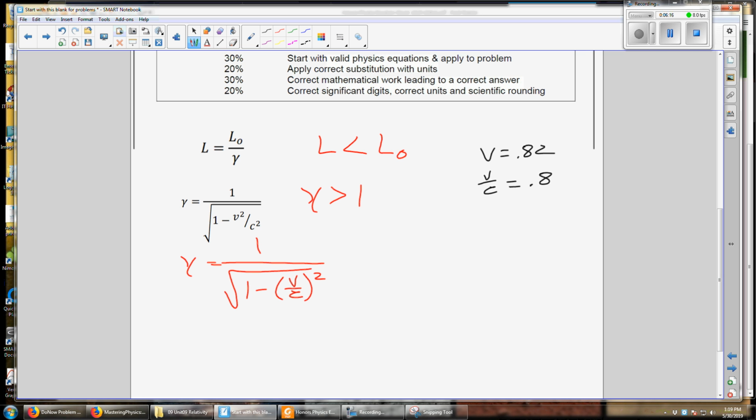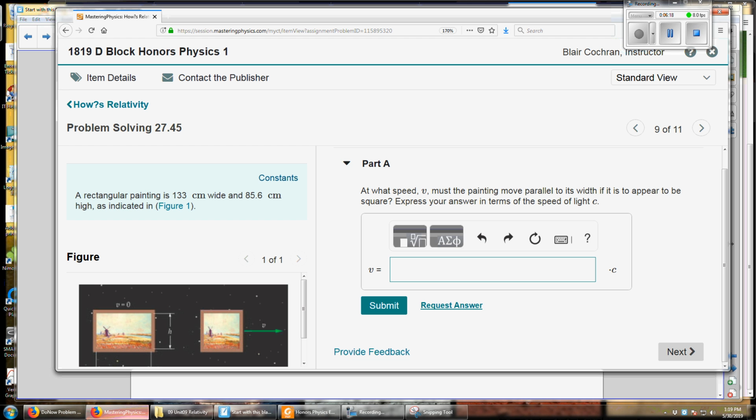So, in this problem, they tell me that it starts off at 133 centimeters, ends up at 85, and then I want it square, which means that it's going to end up at 85.6 centimeters, because squares have sides that are equal lengths. Right? Cam, you got that, right?